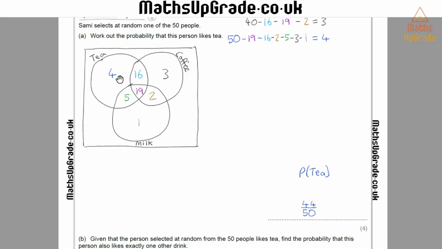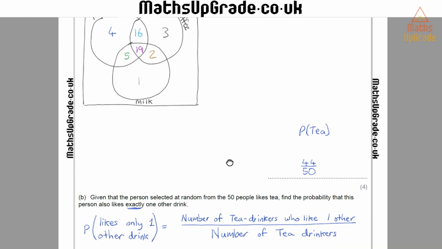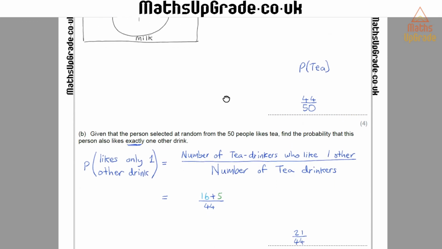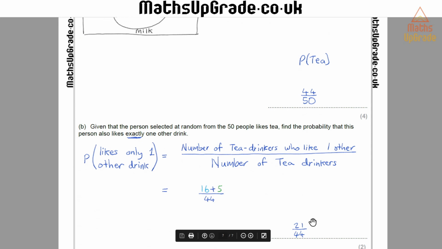Right, so these 19 people like all 3 drinks. These 16 people only like tea and coffee. These 5 people only like tea and milk. So 16 add 5, 21 people like only one other drink in addition to tea. So that's going to be 21 over the 44 total tea drinkers.